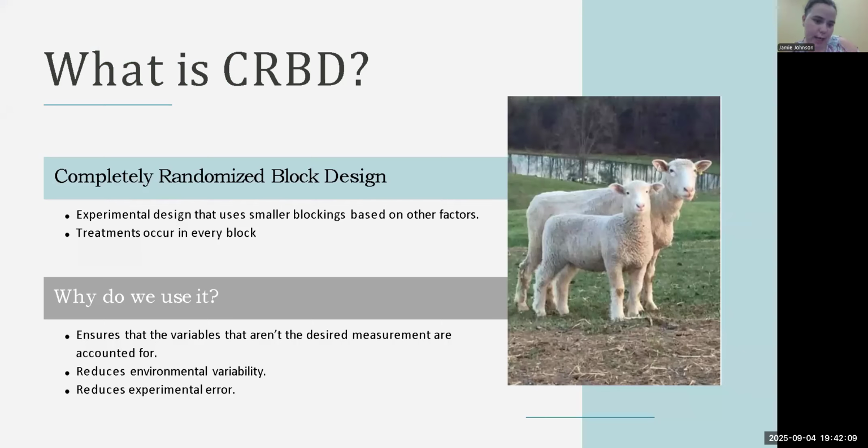So what exactly is completely randomized block design? It is an experimental design that uses smaller blockings based on external factors, other factors than what you're studying in the experiment. And your treatment, which is the thing that you change in your experiment, will occur in every blocking that you do. We use this specifically in agriculture to ensure that the variables that we can't control or that we're not looking to research don't affect the thing that we're measuring. This reduces environmental variability and experimental error.